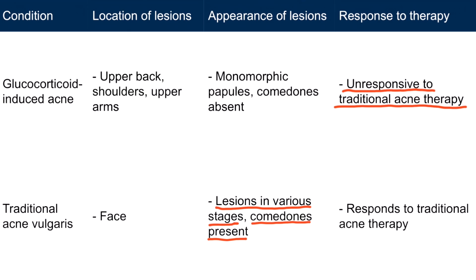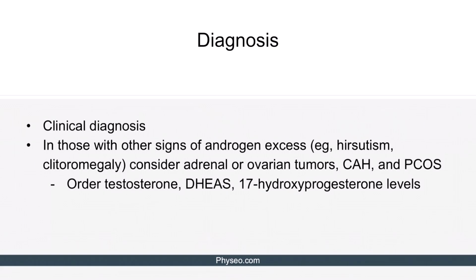Another possible answer to this question would be that traditional acne is more commonly seen in adolescents, while glucocorticoid-induced acne may be seen more frequently in adults, such as those that are taking steroids for treatment of a chronic medical condition. Acne vulgaris is primarily a clinical diagnosis based on the well-recognized appearance shown previously.